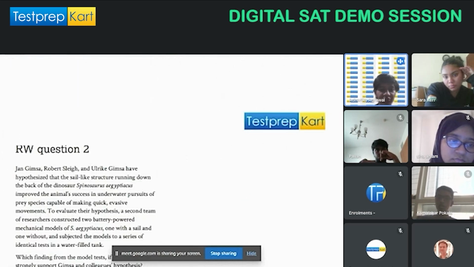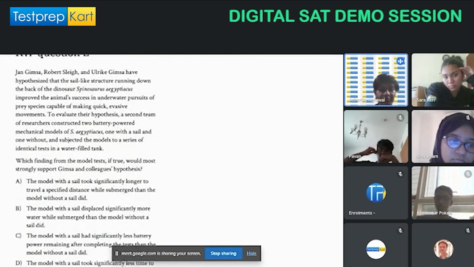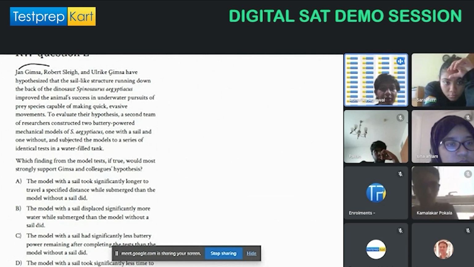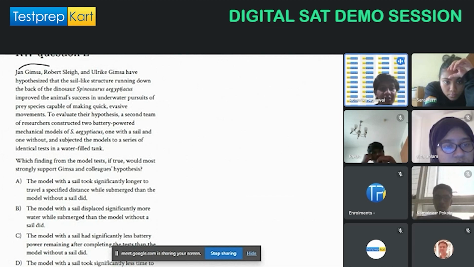So this is the next passage. If we go towards the question, we can find: which finding from the model test, if true, would most strongly support Gimsa and colleagues' hypothesis? So this is evidence-based, command of evidence. Okay, we need to find the evidence. So let's start. Jan, Robot, and Gimsa have hypothesized that the sail-like structure running down the back of the dinosaur, and this is a scientific name, improves the animal's success in underwater pursuit of prey.